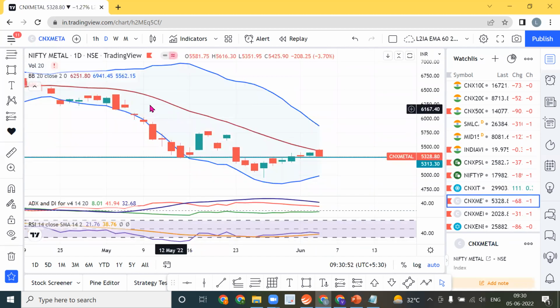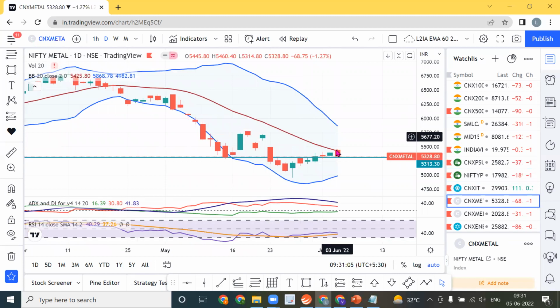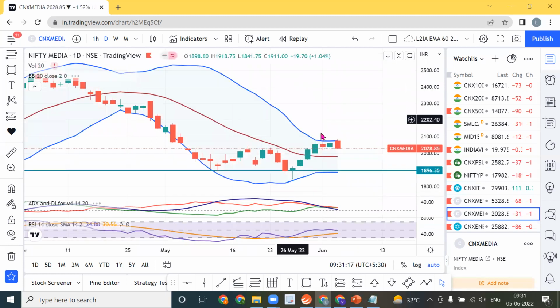Metals have unfortunately gone down very severely because of the increase in the duties which the government has levied. Hopefully, if the government removes them in 3 months' time or so, it is good. Otherwise, this sector will have a problem. But overall, the balance sheets of these companies are extremely good. So not much of a problem from the company point of view, but the price will go down. The media stocks are a little bit up.